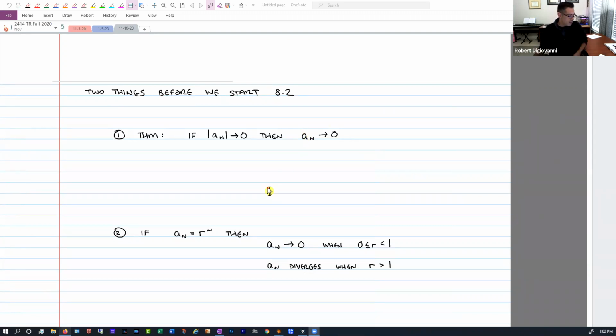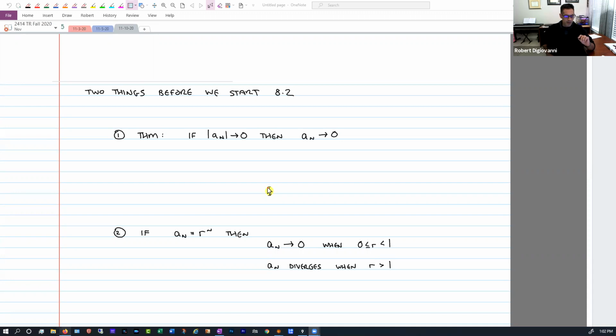All right, so we are gonna continue working here. I'm almost ready to start 8.2, which is our section on series, but I wanted to get two things out of the way first. So these are things that I failed to mention during last lecture. The first one is a theorem, and it just helped. This is all in reference to sequences.